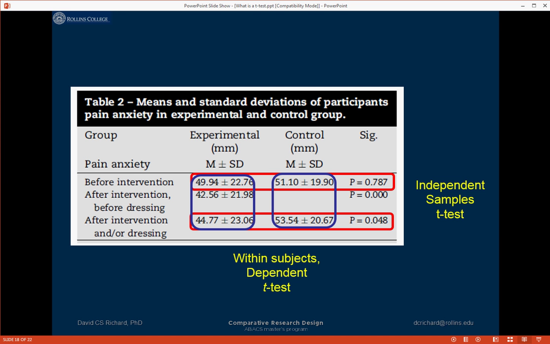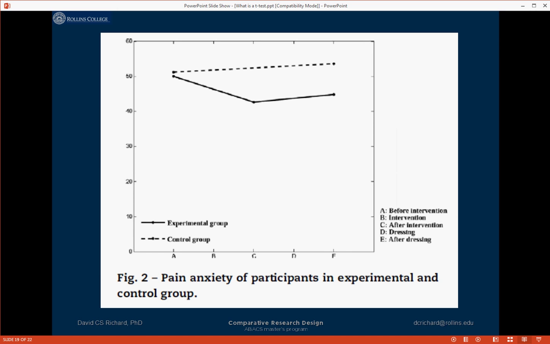But it would be nice to know what it is. Our second hypothesis after intervention demonstrated no significant difference between mean pain anxiety scores before and after dressing in the experimental group. There was no significant difference between the mean pain anxiety scores before and after dressing in the control group. Moreover, our third hypothesis, independent t-test, showed significant difference between the mean post-dressing pain anxiety scores and the experimental control group.